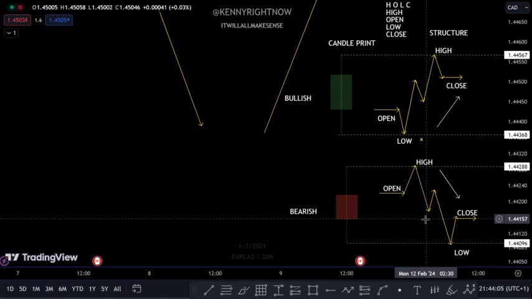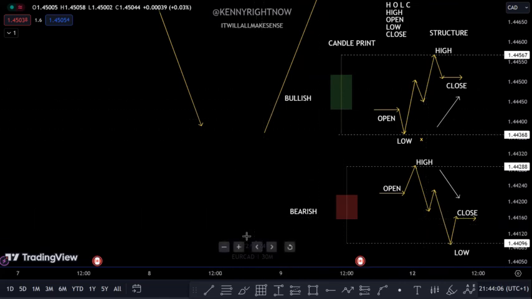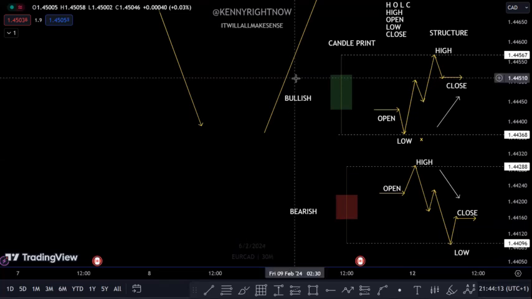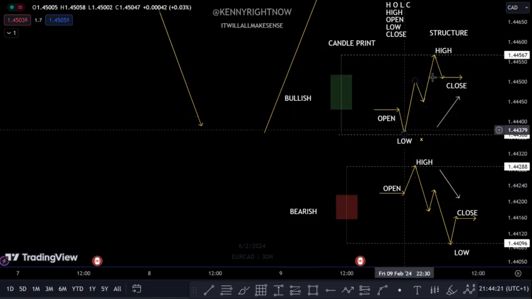This is the short-term trend of the market. So we know that we have a bullish trend, we have a bearish trend. Why is the trend bullish? Why is the trend bearish? Because of what? The structure.